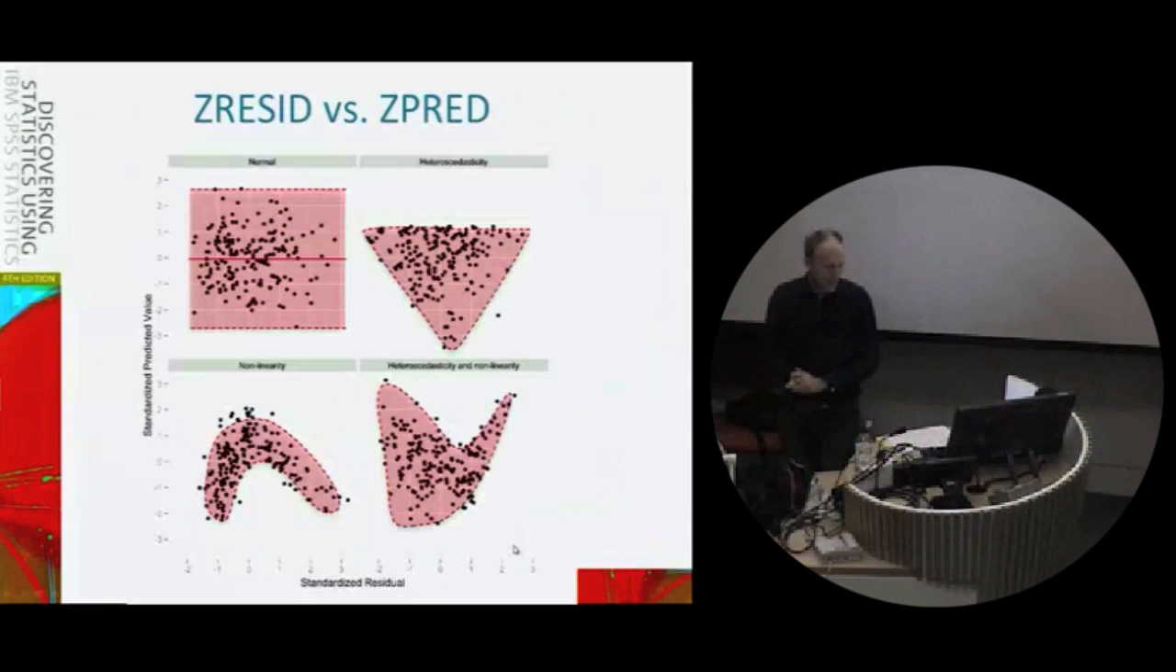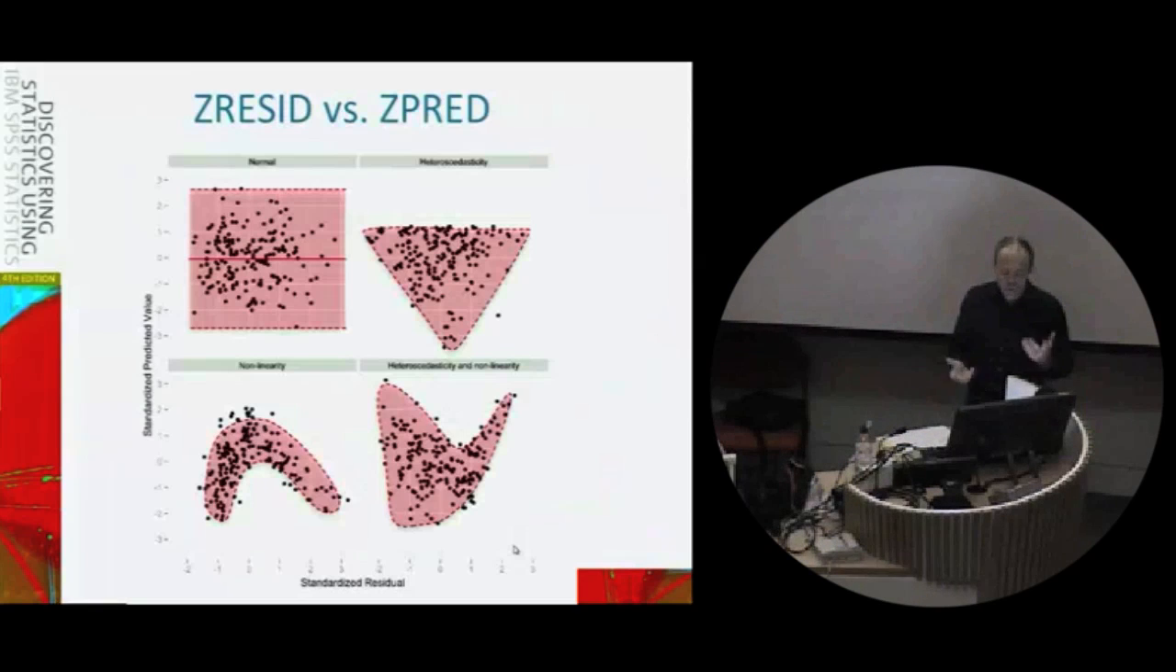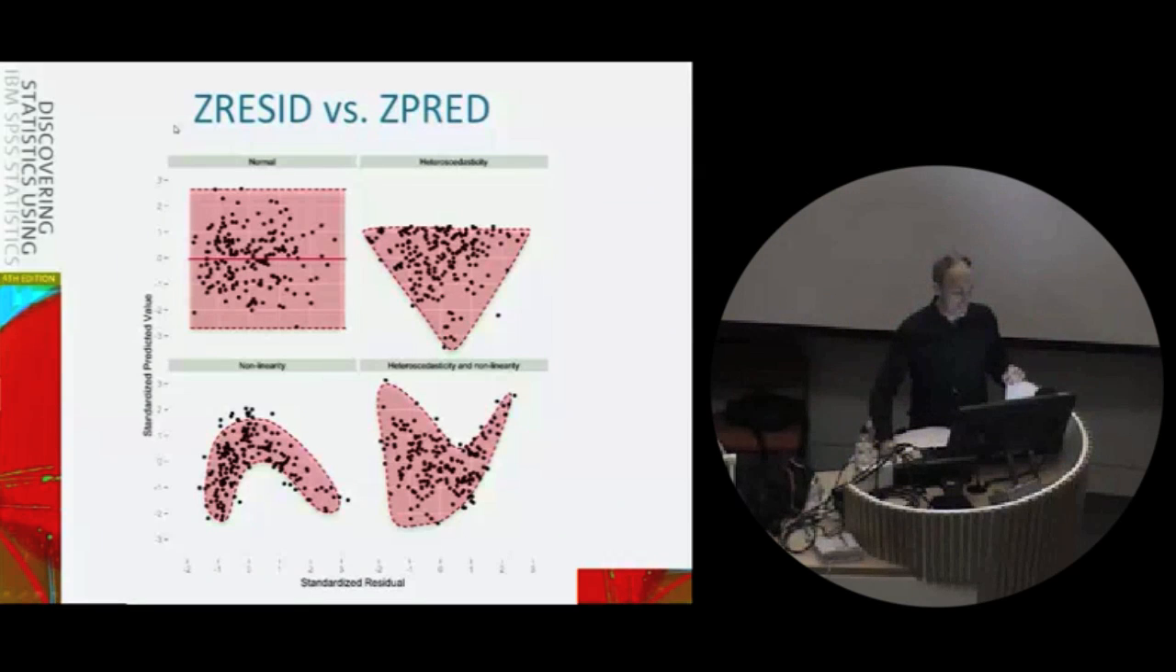And I put this diagram up before. So this is a plot of the Z-resid, your standardized residuals, which I've already talked about, and your Z-pred, the standardized predicted values. So these are the values that the model predicts, but they've been converted to Z-scores. There's a lot of converting to Z-scores this week. So what we're hoping to see when we look at this plot of Z-resid versus Z-pred is this.